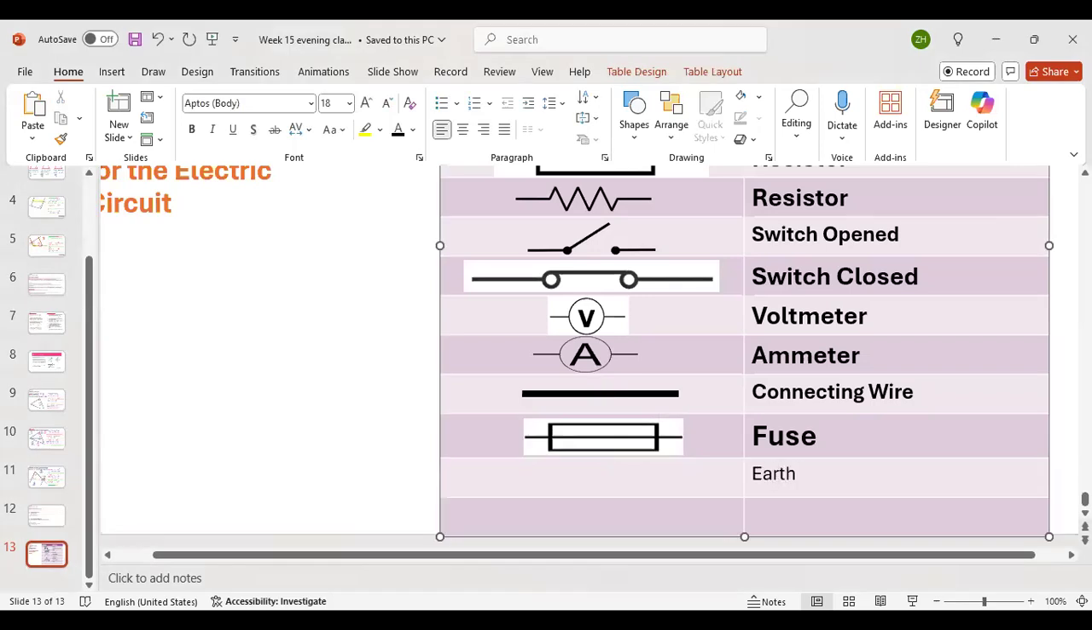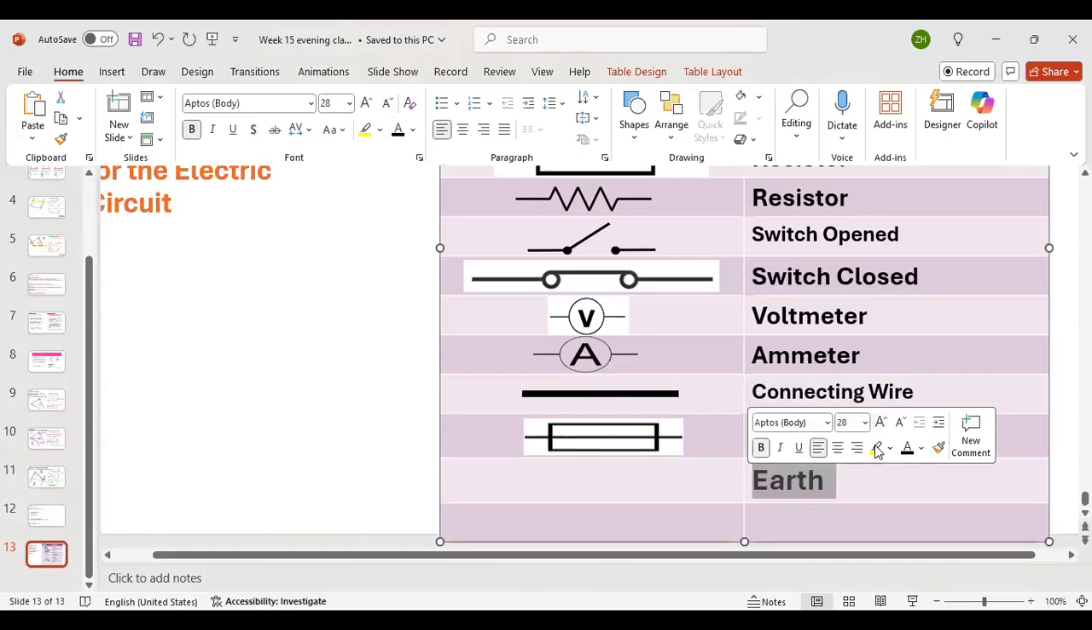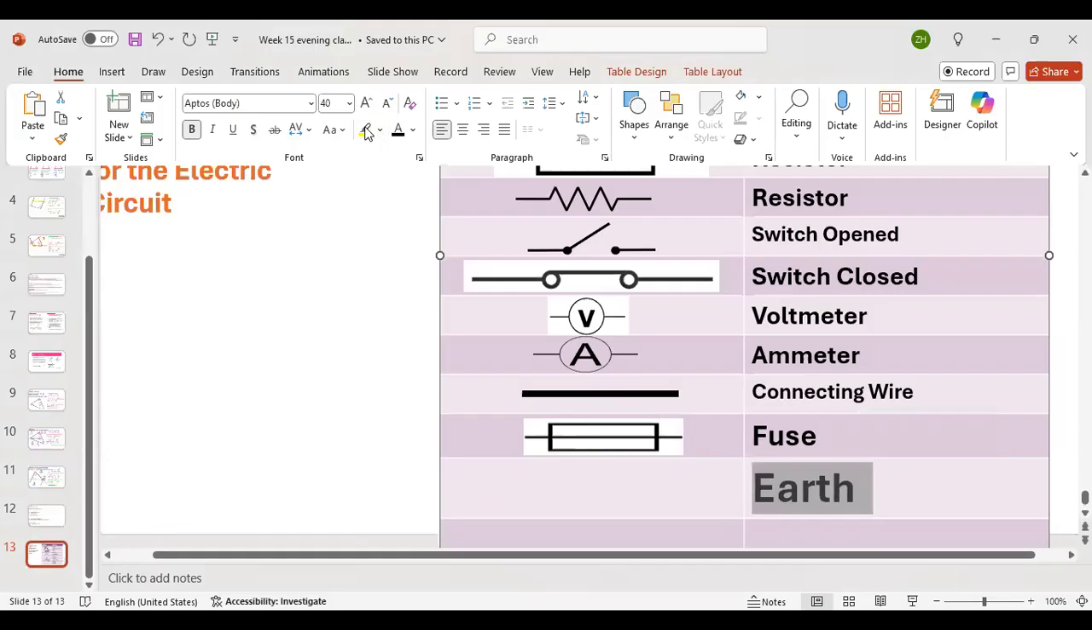The earth. Okay. So the earth one looks like this.